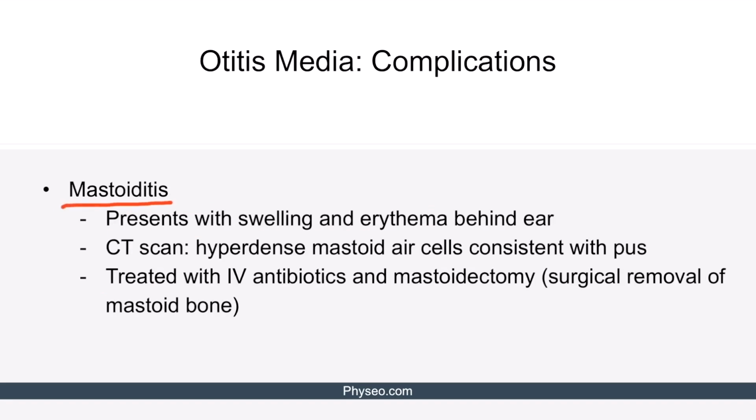Acute mastoiditis presents with swelling and erythema behind the ear. It is diagnosed with a CT scan that shows hyperdense mastoid air cells consistent with pus. Mastoiditis is an emergent medical condition which should be promptly treated with IV antibiotics and mastoidectomy. Mastoidectomy is the surgical removal of the mastoid bone.